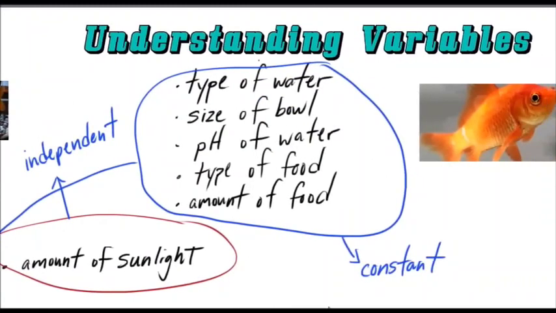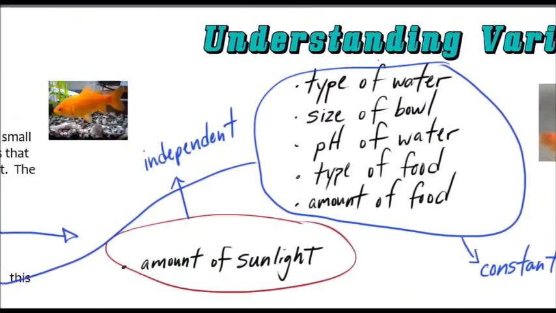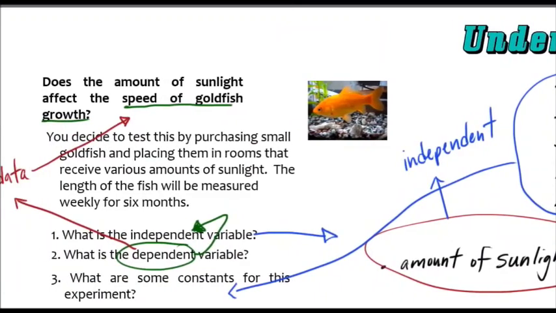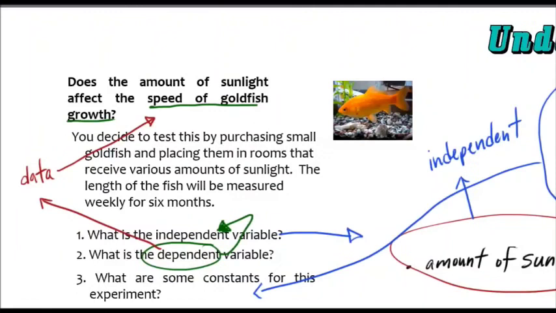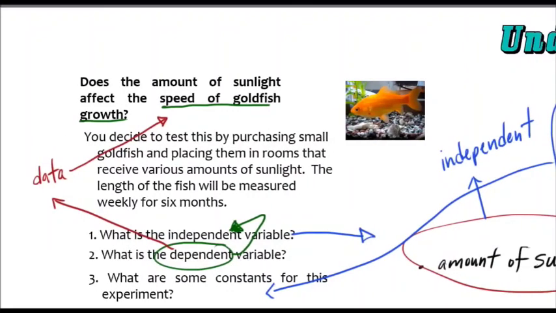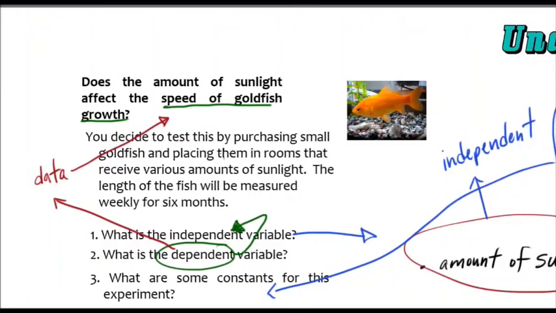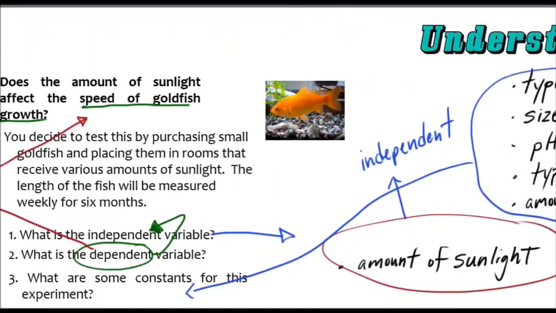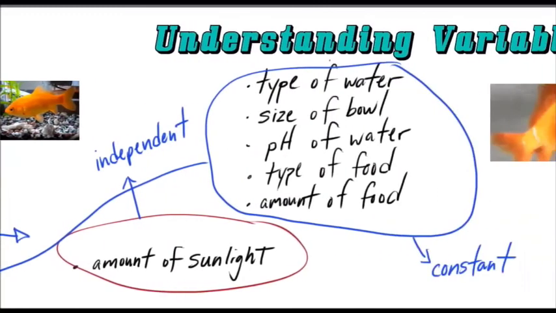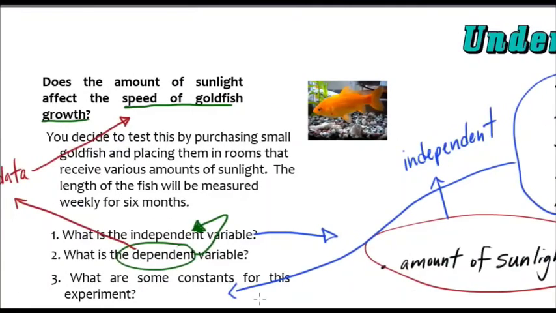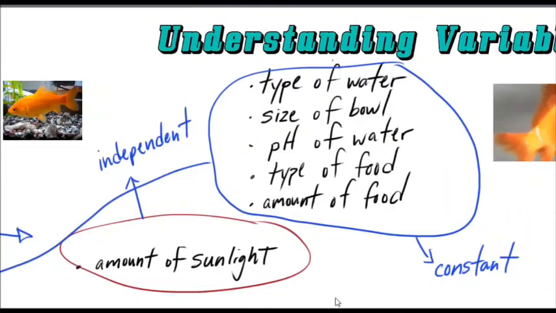Think of all the different variables that can affect something. Think about the one thing, one variable that you're changing, that you're varying for your experiment, and that's going to be the independent variable. And that's the one that's going to be different for all of the groups. So I have different groups of goldfish in different rooms. They have different amounts of light, and what's going to be different here is the amount of sunlight. Each one will have a different amount of sunlight. What are they going to have the same of? What's going to be constant? That's going to be all of these things that we listed.